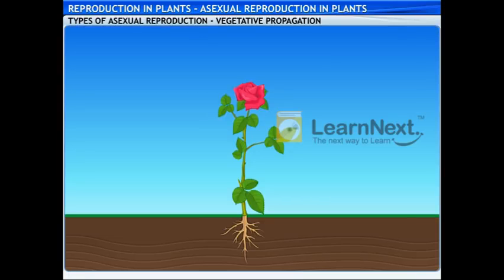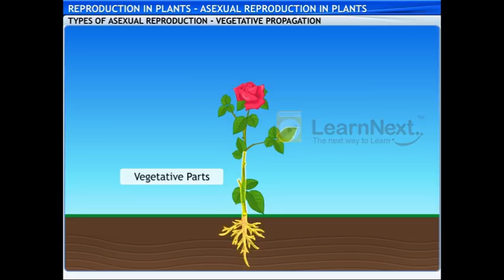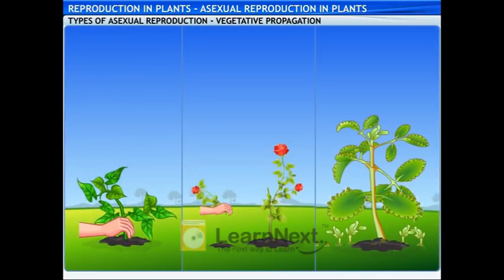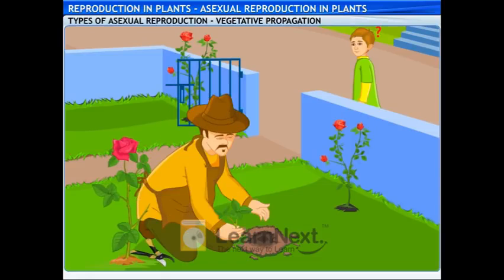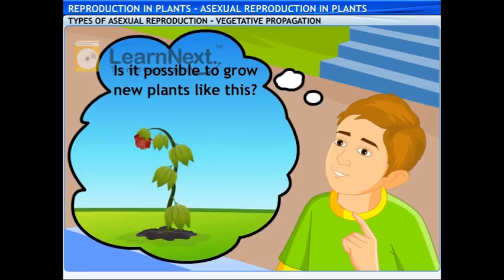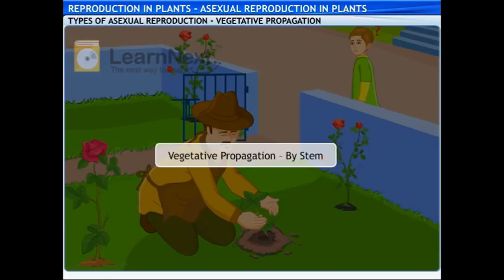We know that most plants have roots, stems, and leaves. These are called the vegetative parts of the plant. When new plants are produced from these parts, the process is called vegetative propagation. Is it possible to grow new plants like this? I guess so.